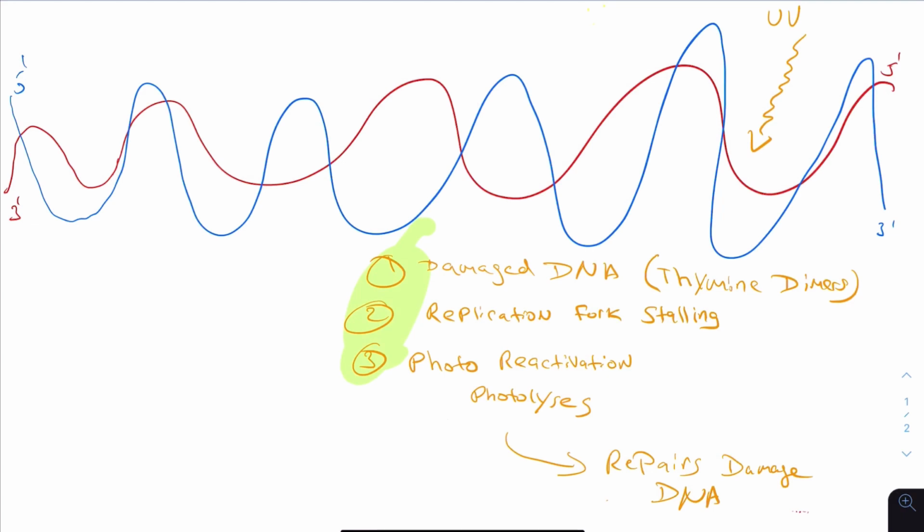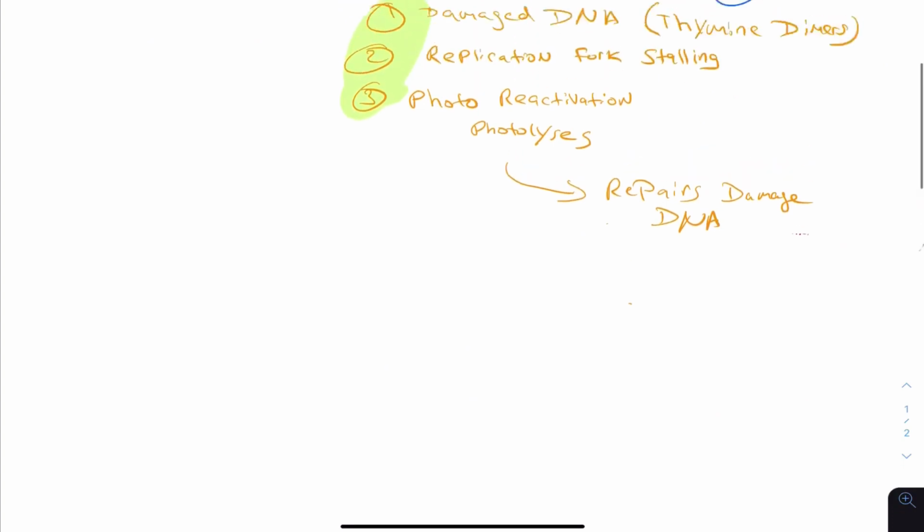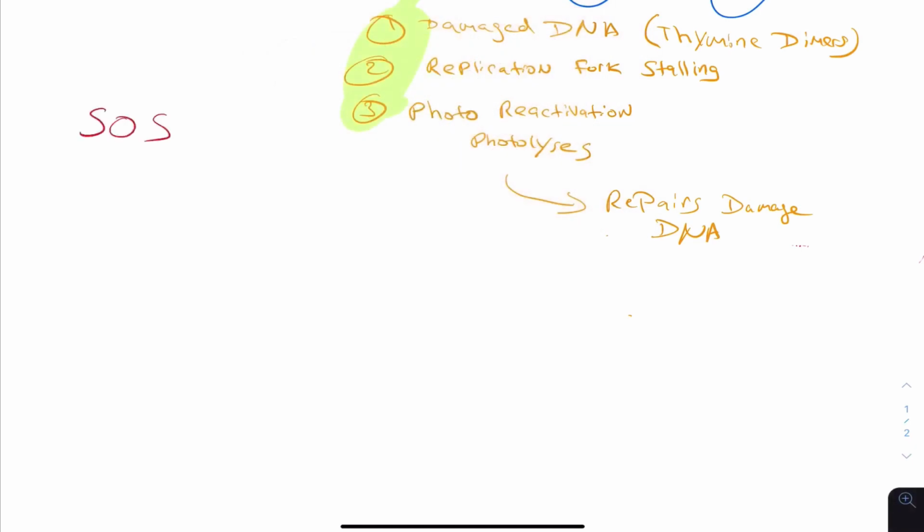So this is when we end up getting what we call the SOS response. The SOS response kicks in when we have too much damage, extensive DNA damage. And this essentially goes through two ways.